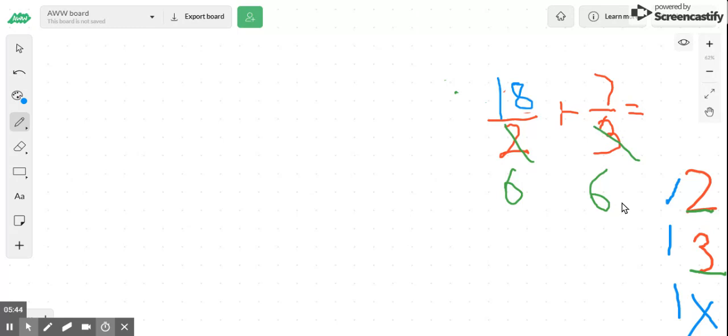Now we go on to our next fraction. We have 7 over 3, and we slash out the denominator and put 6 instead. We have 3 here, and 3 times what equals 6? 3 times 2 equals 6. So if we do times 2 for the bottom, we have to do the same for the top. So times 2. Now let's figure out what is 7 times 2. So 7 times 2 equals 14.